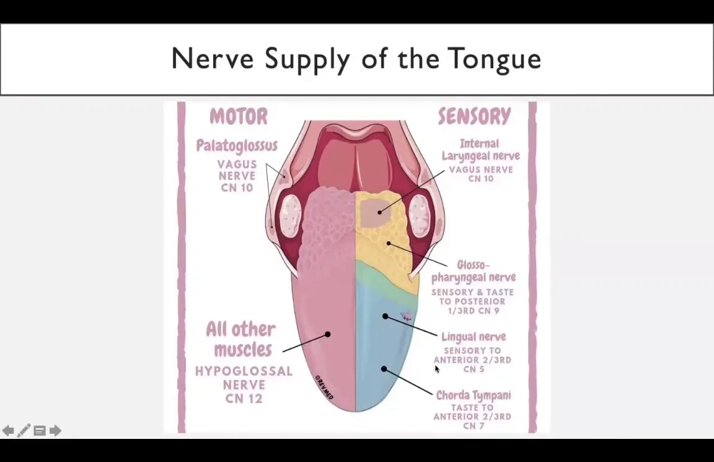Okay, special sensation. The tongue has two sensations, the general sensation and the special sensation, right? General sensation includes touch, for example, of the food, and the temperature of the food, and the special sensation includes the taste. How you taste the food is actually special sensation, and it is carried by chorda tympani. Okay, let's move.